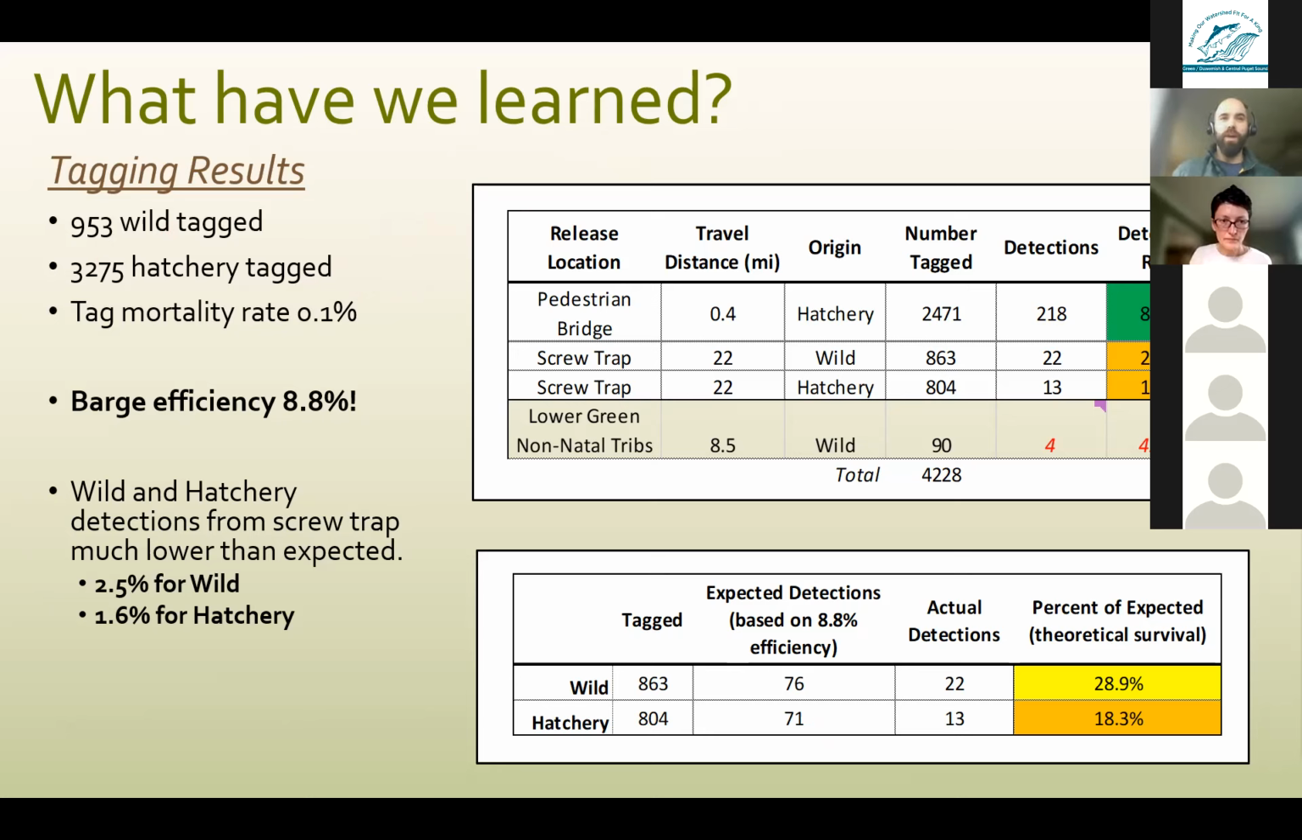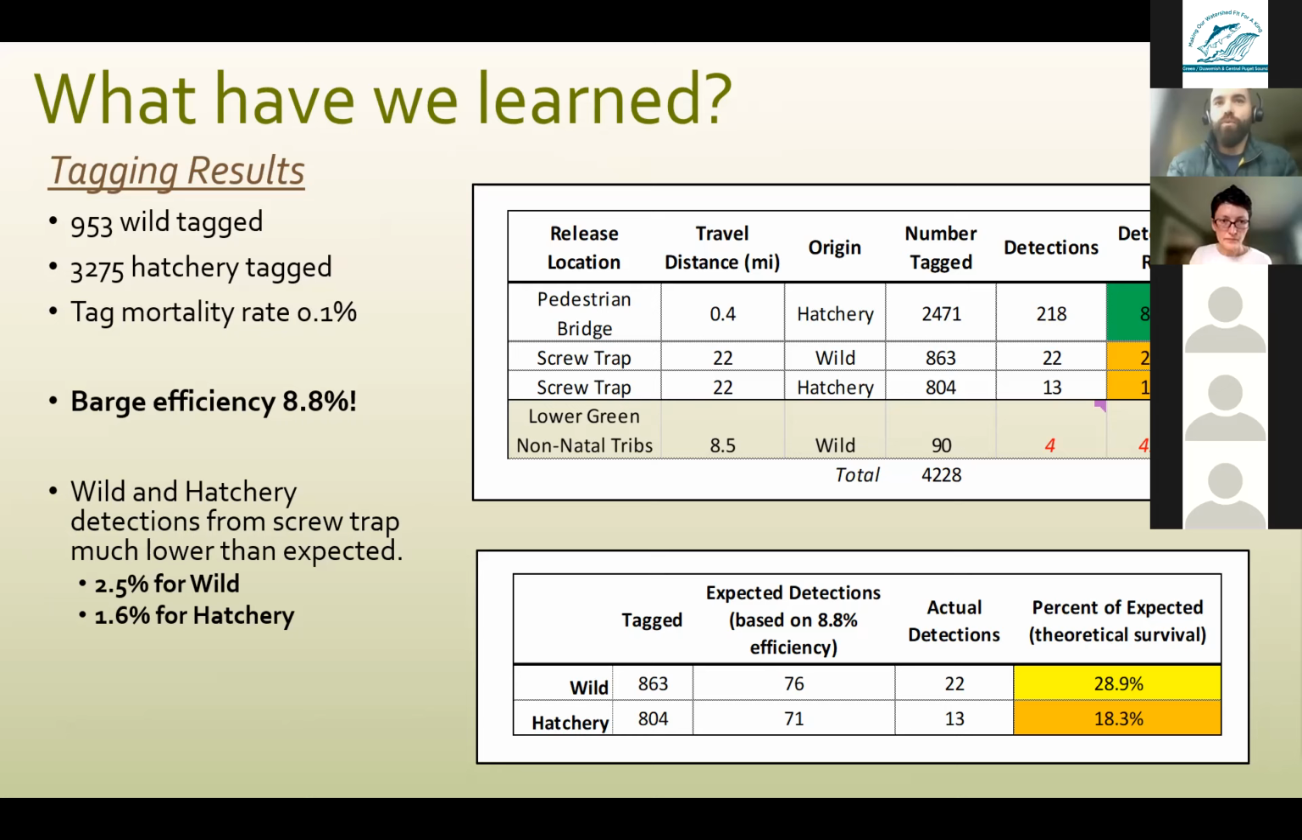Now, one question you might have is, is this harmful to the fish? And we're really fortunate. We only got a 0.1% mortality rate from tagging. So that's within 24 hours. It is possible there could be some really long-term effects, but from the literature, it seems that if tag mortality occurs, it's generally going to be in the first couple hours. So very happy with that.